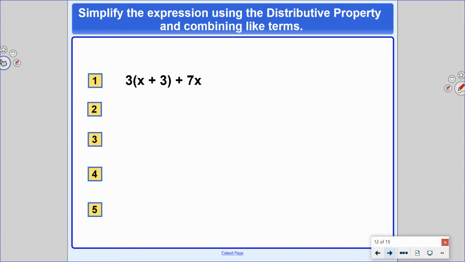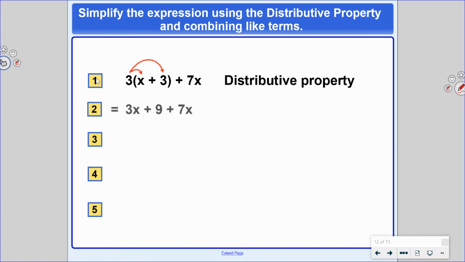What happens if you have a group and some extra terms at the end? Well, if you think about this, the first thing we can do is get rid of those groups. Why write 3 groups of X when you could write 3 X's? Why write 3 groups of 3 when you could write 9? But now we see some like terms here.